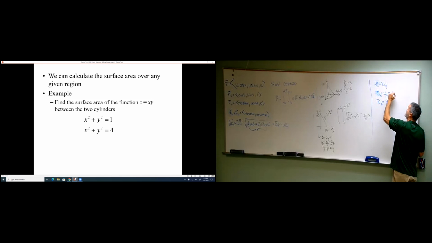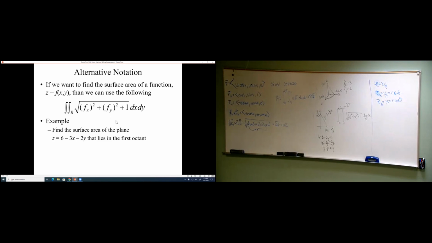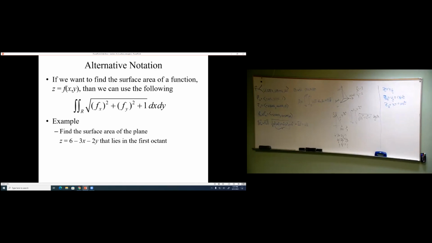And now we'll put it in our polar transformations. Okay, now remember, I don't have the formula, so let me put the formula back up. Remember, the formula stays the same. So we have the double integral of the square root of r sine theta squared plus r cosine theta squared plus 1.